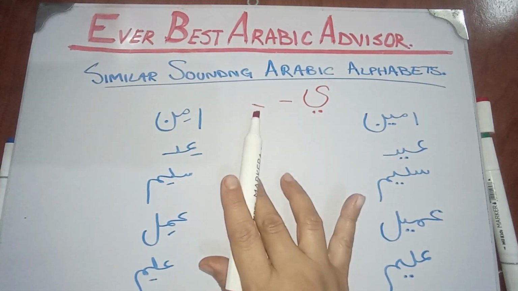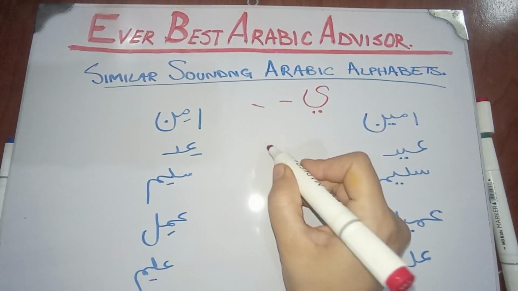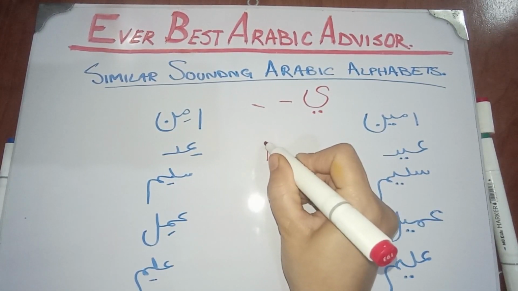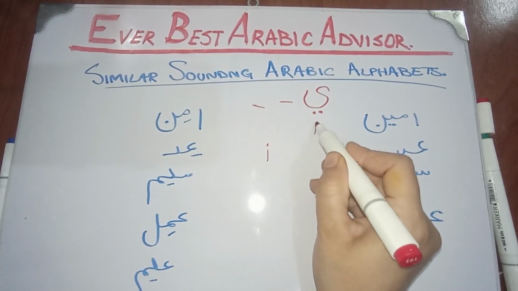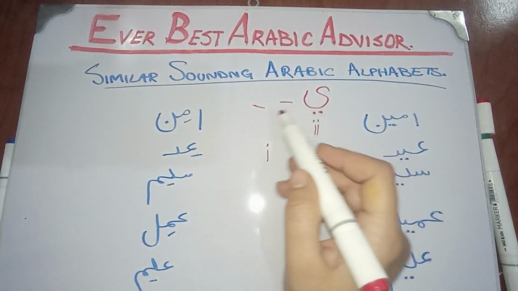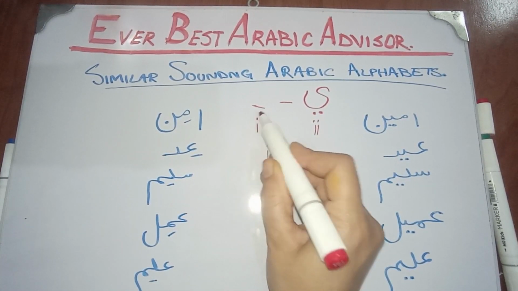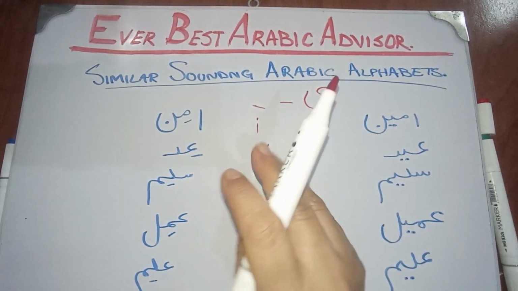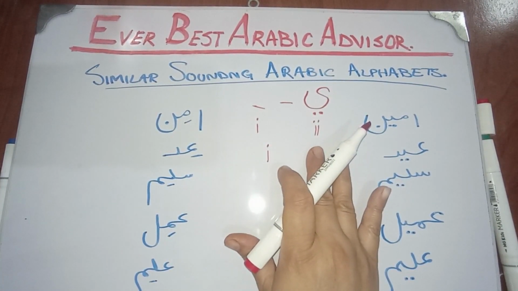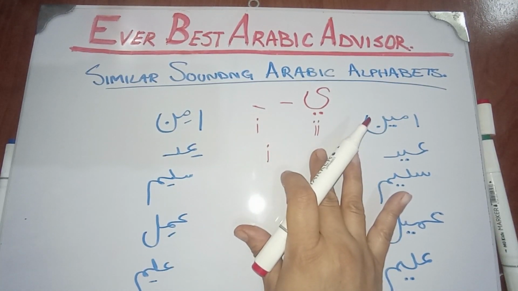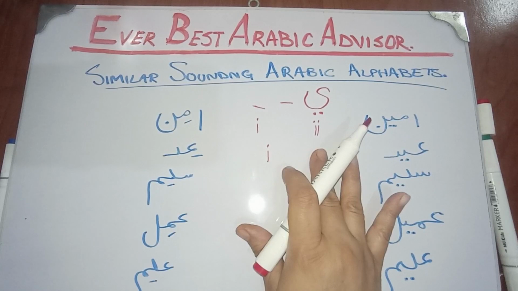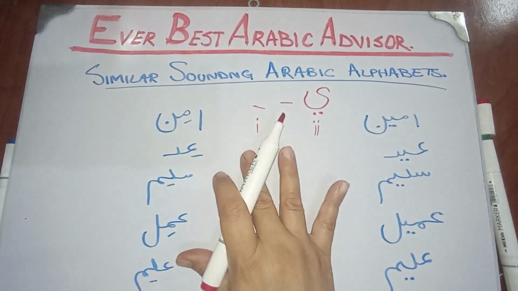Actually, the Ya and Kasra both have the same sound, which is just like the E in English. But Ya makes a long vowel sound, E, and Kasra makes a short vowel sound, E. The sound is the same, but one is long and the other is short. Also, you can say Ya is the vowel Ya madda when it is followed by Kasra, and Kasra itself gives only a short vowel sound, E.